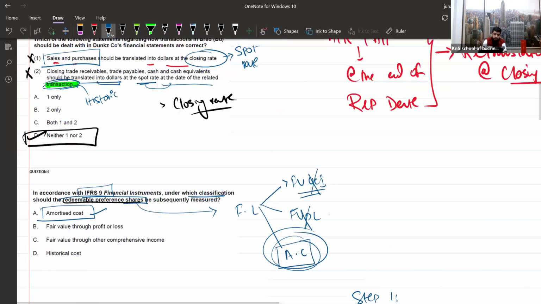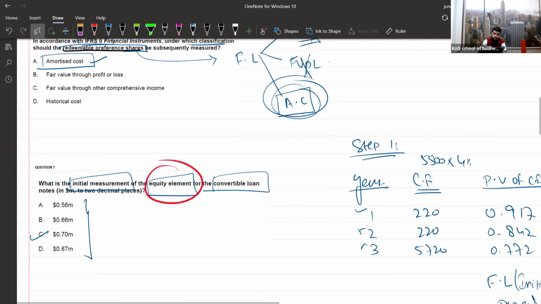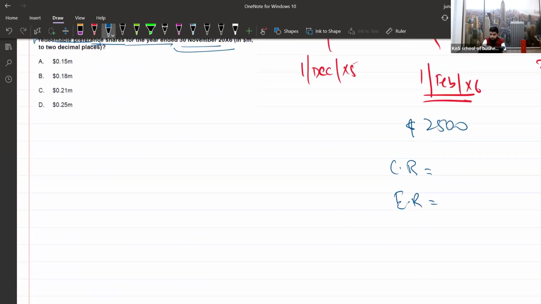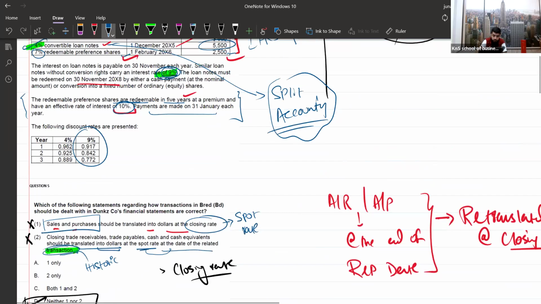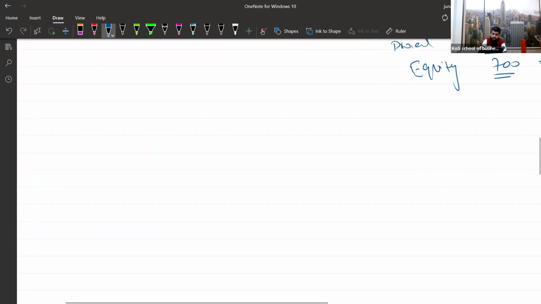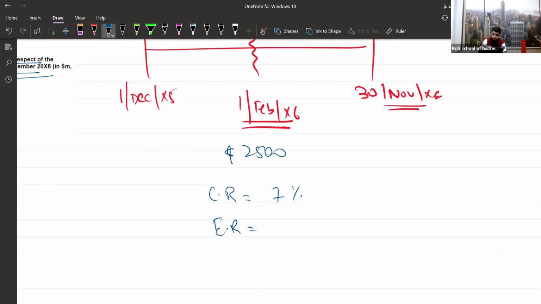The coupon rate related to those redeemable shares was 7% and the effective rate is 10%. Now, always remember the finance cost that will be recorded in P&L is always calculated at its effective rate.